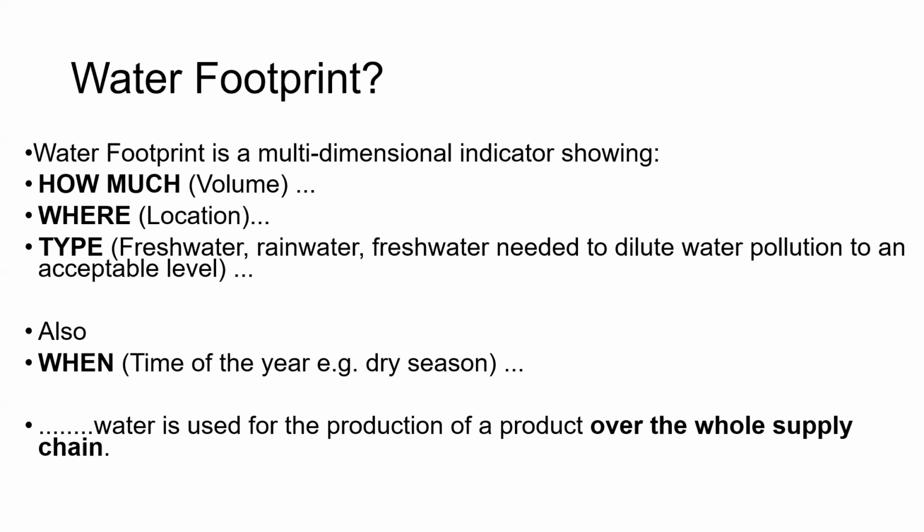And sometimes we also have to present the season, because that can be shown from your bar chart, pie chart, or some type of geography, the graphical representation of the water footprint. So volume, location, time, and type of water used for the production of a product over the whole supply chain in a year.